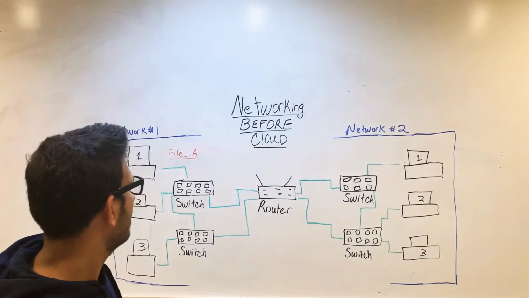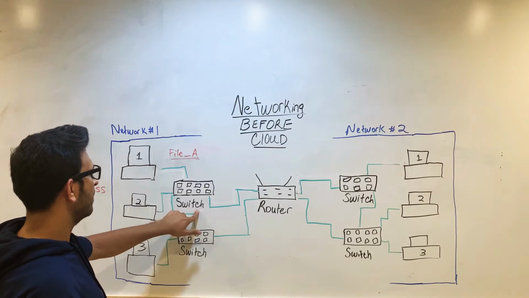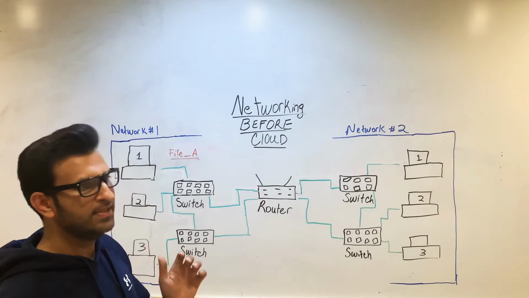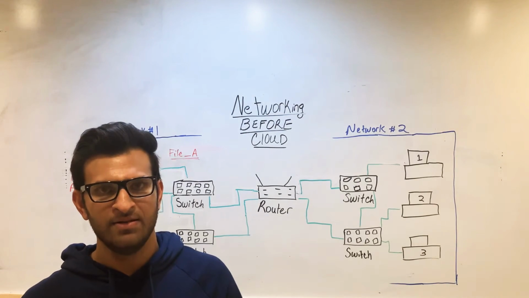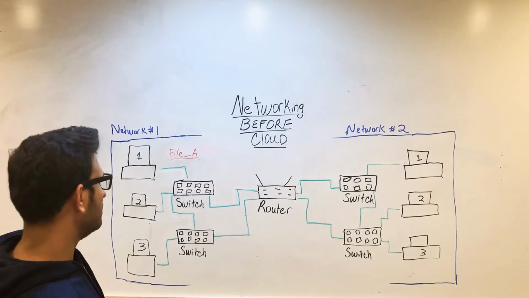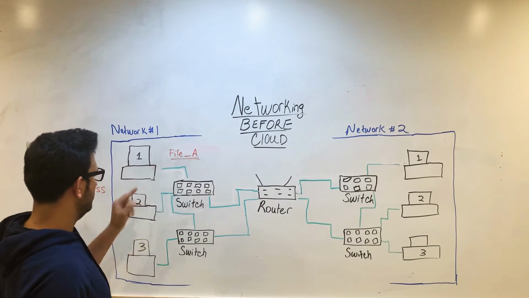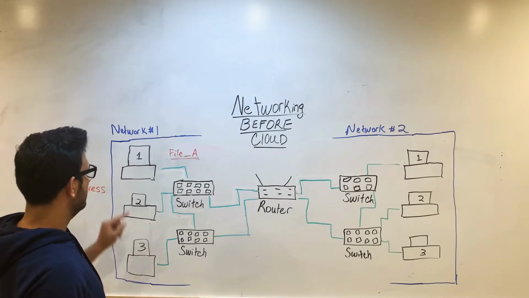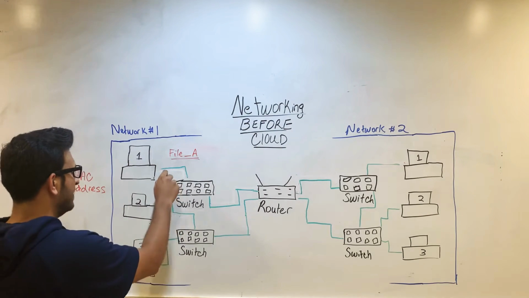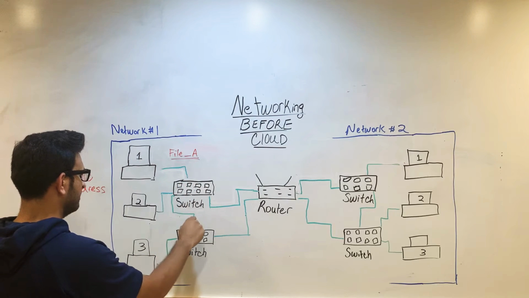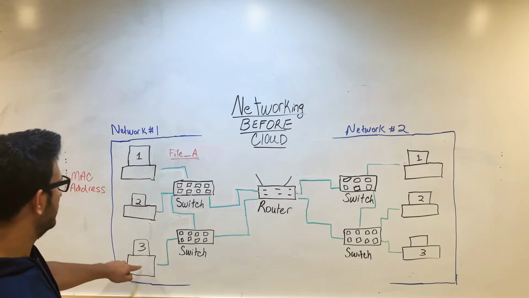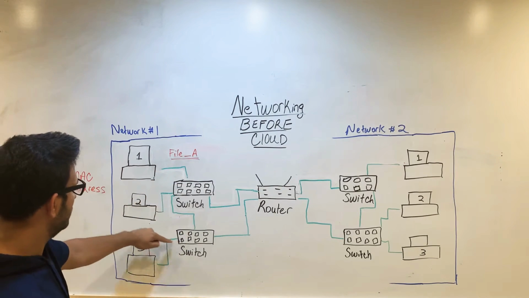So remember, switches are like bouncers. They check to see if these files that you're sending should stay or be sent in a different direction, right? So let's say I want to send file A to computer 3 from computer 1, right? In order for that to happen, you can see that there's a connection to the switch here, right? It goes through 2 of these switches in order to get to computer 3.